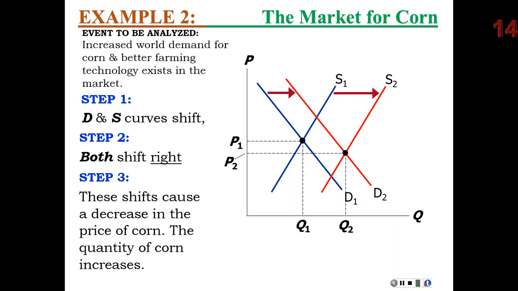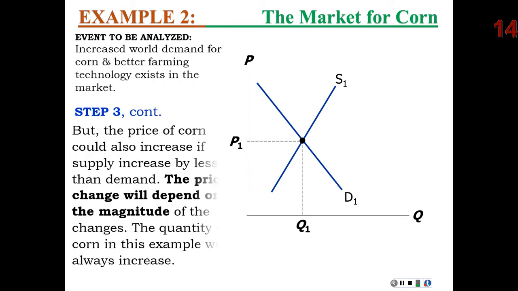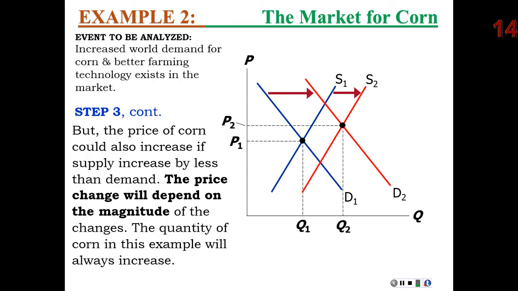But here's something else I want to point out. What if I draw it this way? Okay, what if I increase demand and also increase supply this way? In this case, quantity still increases, but notice the price went up this time. What's the difference? The difference is the magnitudes. In the first example, I shifted supply more than I shifted demand. In the second case, I shifted demand more than I shifted supply.